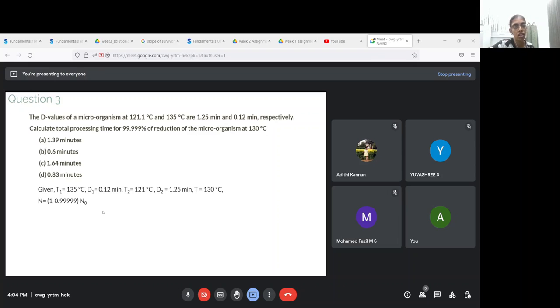So we have N, we have all the temperatures. The procedure which we are going to use is using the Z value. Do you guys know what a Z value is? You can post it in the chat if you know.